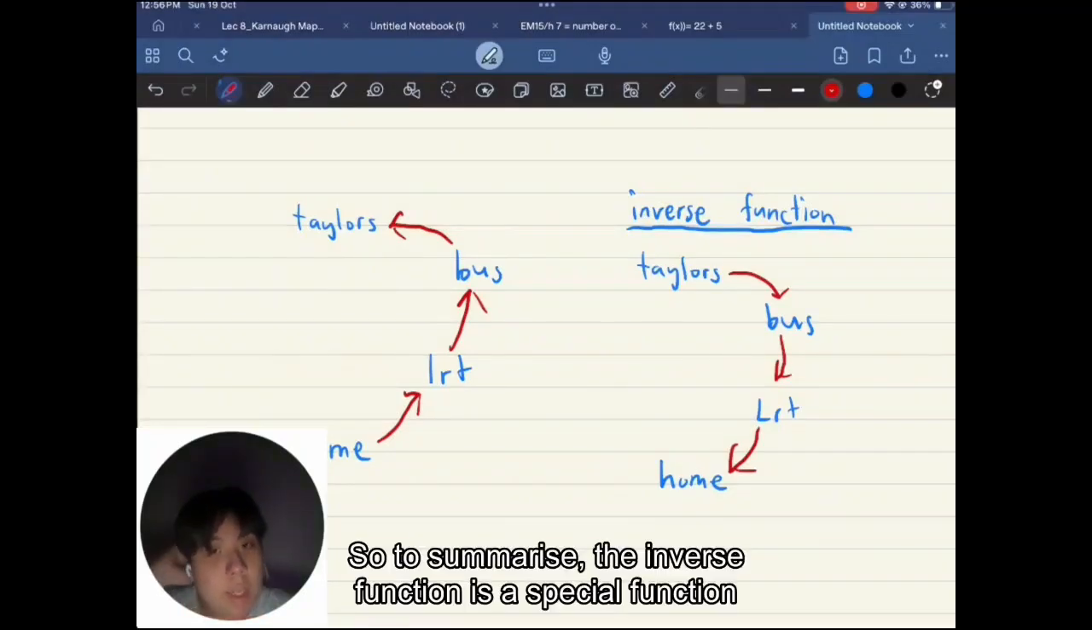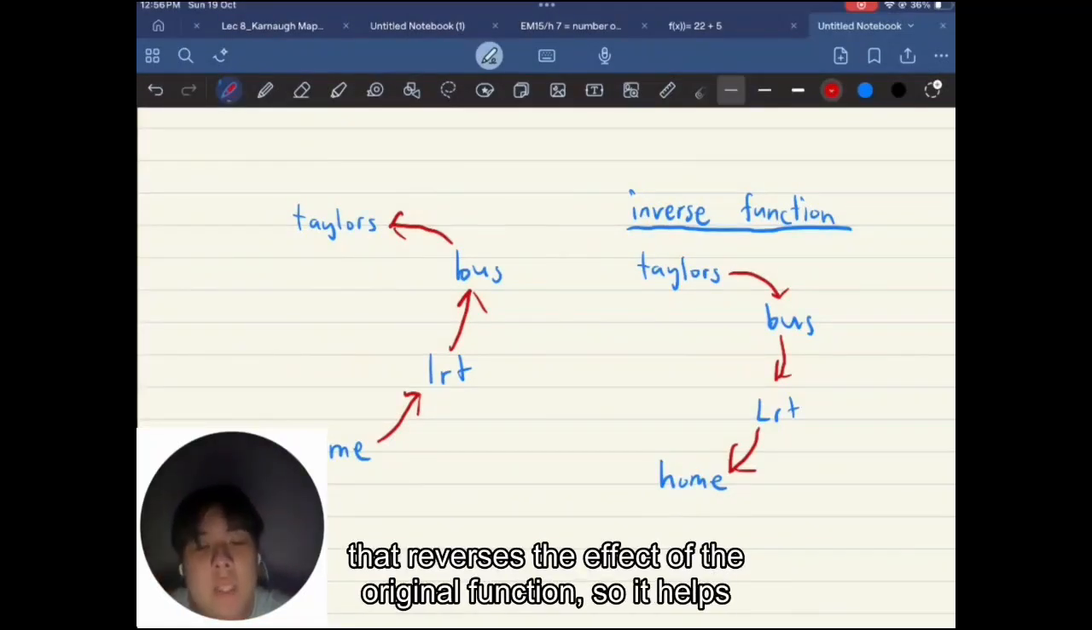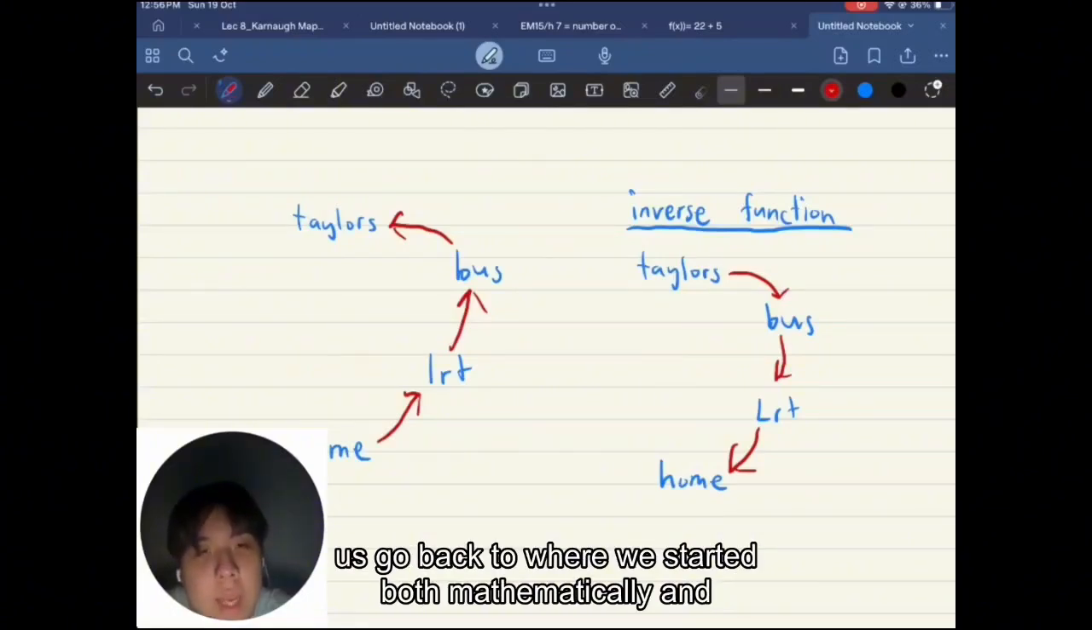So to summarize, the inverse function is a special function that reverses the effect of the original function. It helps us go back to where we started, both mathematically and conceptually.